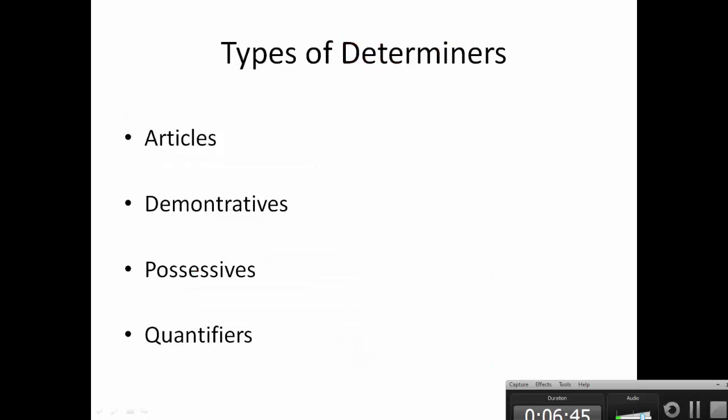There are 4 types of determiners. Articles, demonstratives, possessives, and quantifiers. We're going to talk about each one of these in detail.